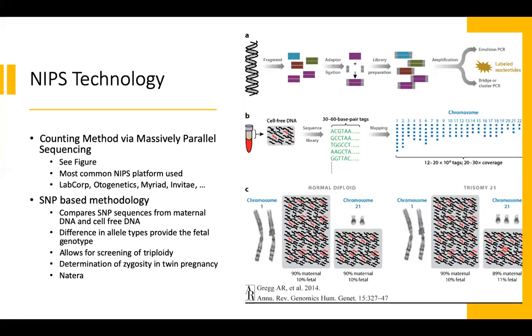This particular technology can also screen for triploidy, which is when a pregnancy has 69 chromosomes instead of the expected 46. And it can also determine zygosity in a twin pregnancy. This analysis does require a higher fetal fraction than the counting method. And Natera's Panorama screen uses SNP-based technology, while all other NIPSs that are commercially available are using the counting method.